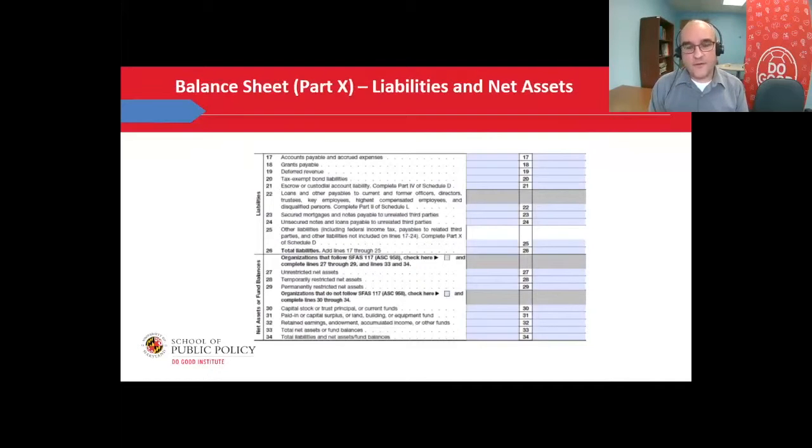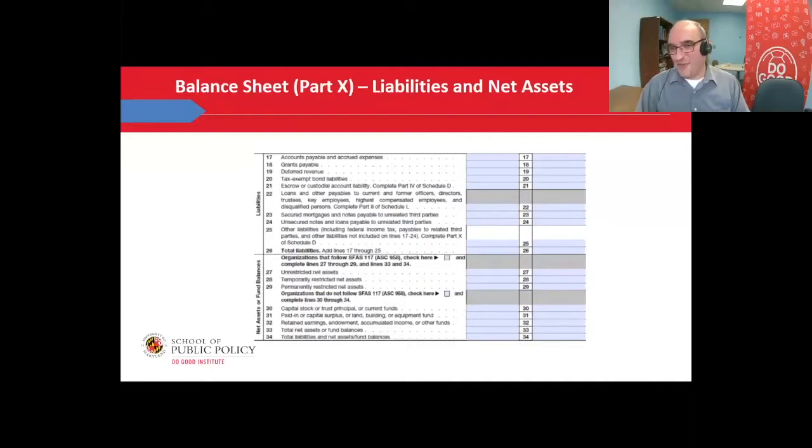If they follow the federally accepted standards for nonprofit organizations, SFAS 117 is the standard, the entry in FASB's Big Book of Standards. If they do follow that, then they report unrestricted, temporarily restricted, and permanently restricted net assets. And those three numbers can give you a really good sense of how many resources the organization has on hand.